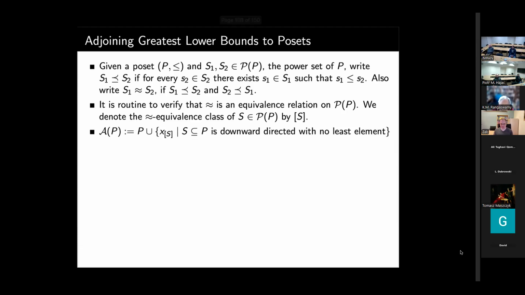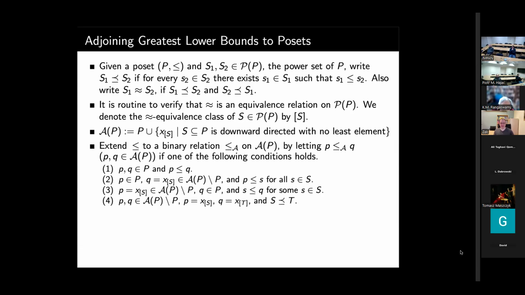And so here is the construction. Take a partially ordered set, and we'll construct a new thing from it. I'm going to call it AP. What we do is we throw in a point for every equivalence class of downward directed sets with no least elements. And then we're going to try to force that to be a greatest lower bound. And so we extend the order from the partially ordered set P to this new thing, AP. A is for adding. And you do this in the obvious way.